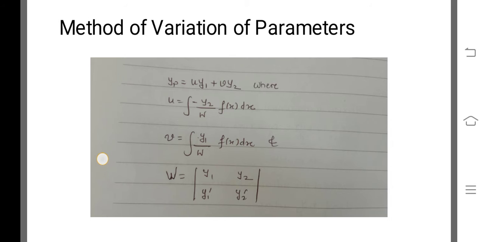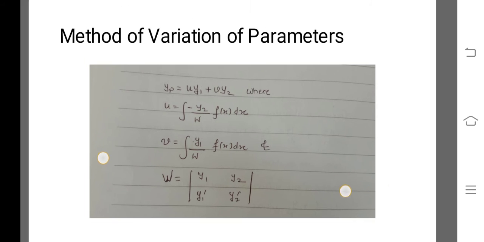So yp is given by uy1 plus vy2, where u and v are functions of x to be determined such that yp satisfies the given differential equation. We have to first find out the Wronskian W. The first row of this determinant W is y1, y2, and the second row is y1 derivative, y2 derivative. Then we can calculate u and v.